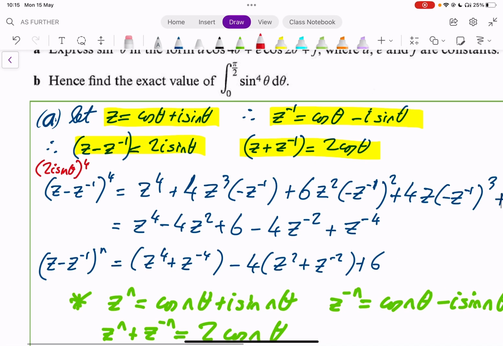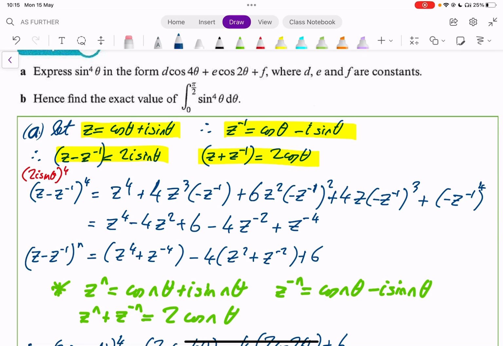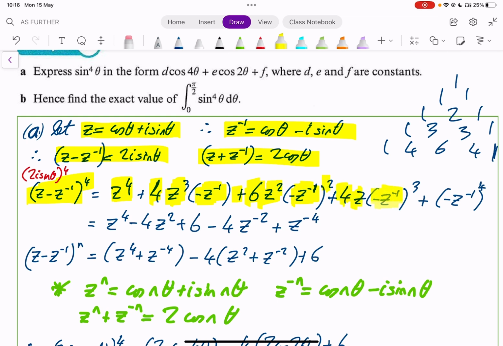When you expand that, I'll use Pascal's triangle to show you where it comes from. If you don't like Pascal's triangle, you can use your nCr button on your calculator, but I find Pascal's triangle very quick and easy to use. There's my Pascal's triangle. So my first term, when you expand this out, is z to the power 4, plus 4z cubed times minus z to the minus 1, plus 6z squared times minus z to the minus 1 squared, plus 4z times minus z to the minus 1 cubed, and the last term is just 1 times minus z to the minus 1 to the power of 4. When you do that out, that's what you get.